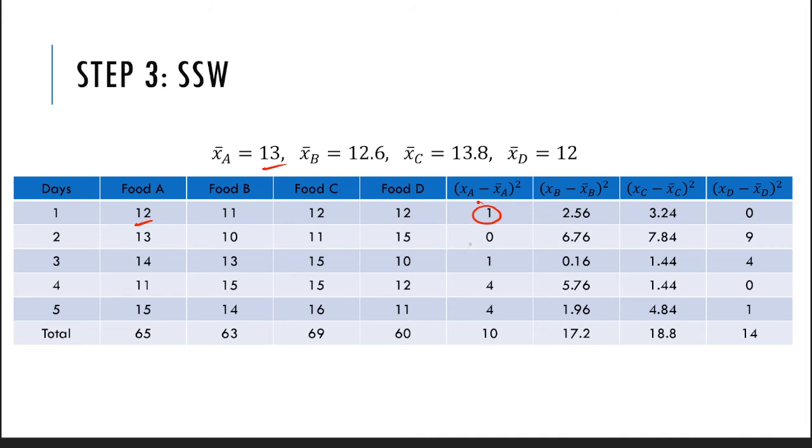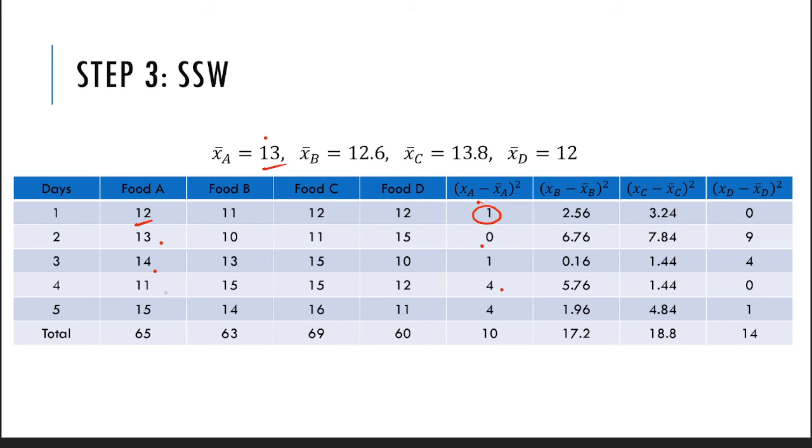So, para naman dito sa 0, bakit siya naging 0? That will be 13 minus 13, kaya siya naging 0 kasi ang 0 square ay 0. So, we'll have here 14 minus 13, that will be 1. 1 square is 1. Kaya naman to 4 kasi you'll have 11 minus 13, that will be negative 2. Then you square that, kaya tayo nagkaroon ng 4. Kaya sinasabi natin siyang sum of squares within group.